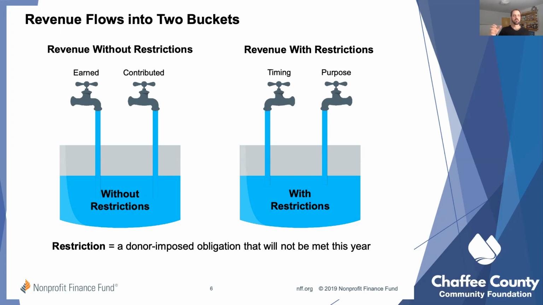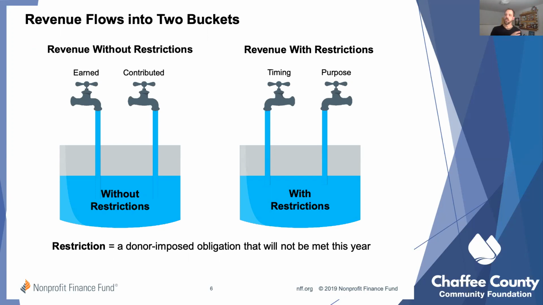Usually, not always by any means, but usually grant funds come with restrictions. Most often grants are for programmatic things. The grant funder will say you need to use this for your gardening program and you have 12 months to use it. And you have to provide us reports back that demonstrate you did those things.